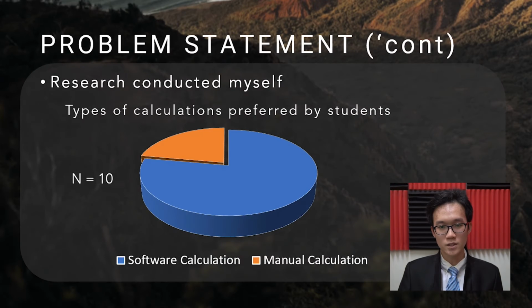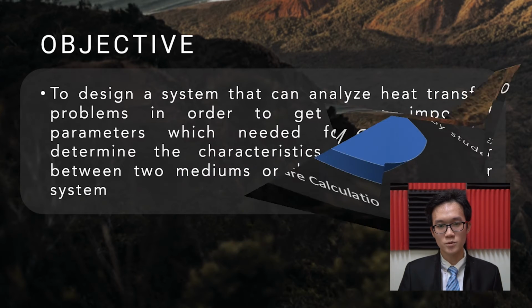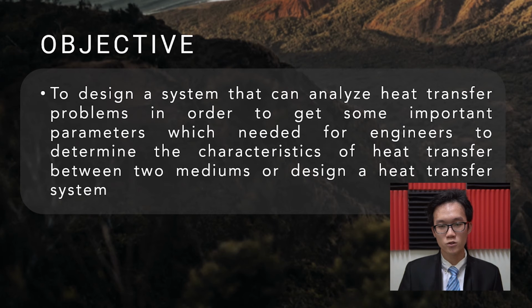To further emphasize this, I conducted a research by myself inside the campus. It was found that about 7 out of 10 university students prefer software calculation over the traditional manual way. Hence, this triggers the objective of this project, which is to design a system that can analyze heat transfer problems in order to get some important parameters which are needed for engineers to determine the characteristics of heat transfer between two mediums or design a heat transfer system.